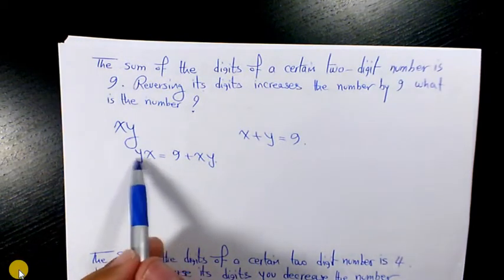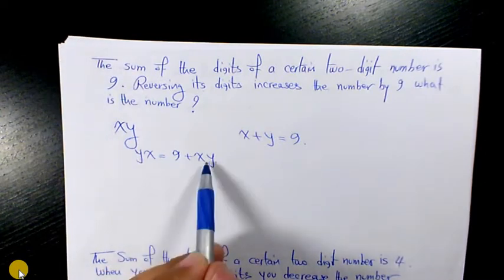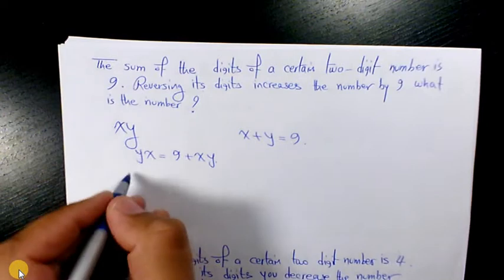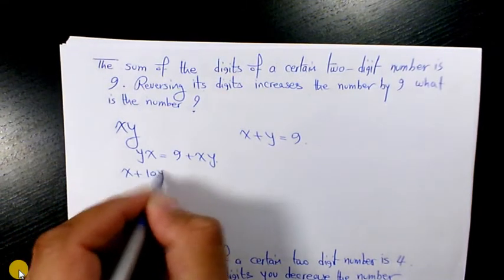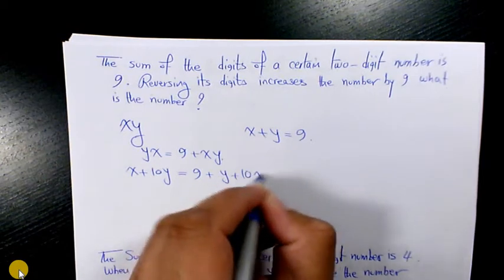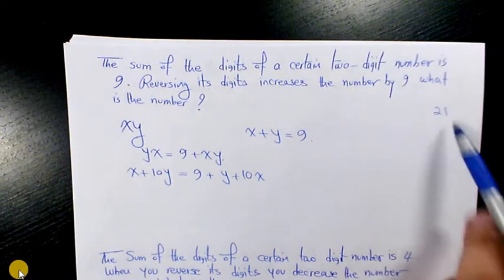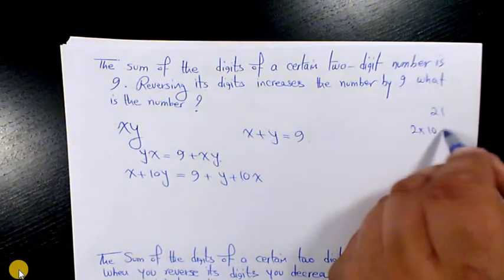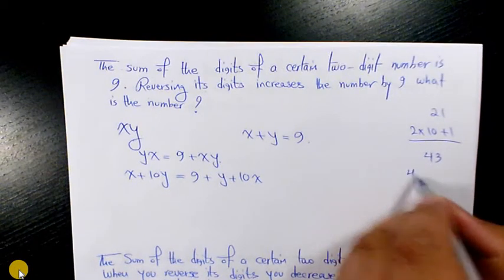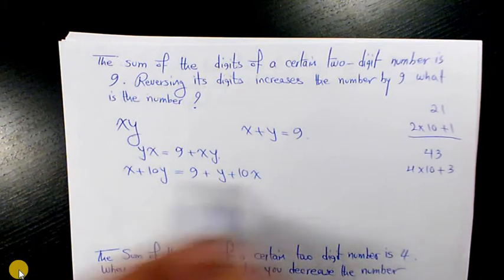So in this case, for yx, the 1s digit is x and the 10s digit is y. And here the 1s digit is y, the 10s digit is x. So I'm going to write it as this: x plus 10y equals 9 plus y plus 10x. For example, when you have 21, it's going to be 2 times 10 plus 1. Or when you're talking about 43, it's going to be 4 times 10 plus 3. So we have the same situation here.